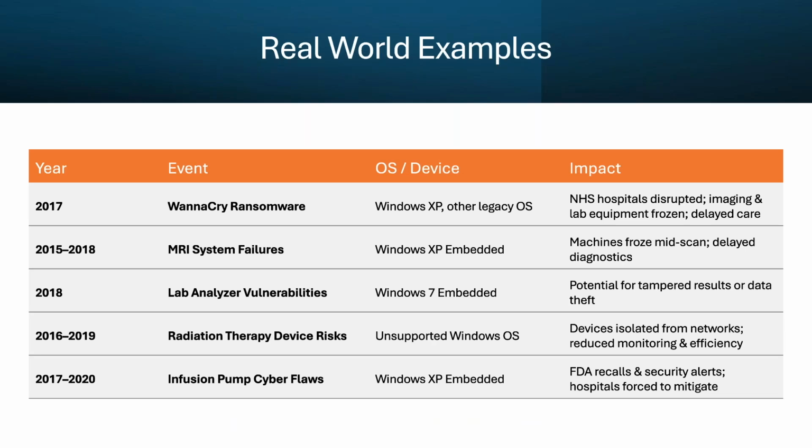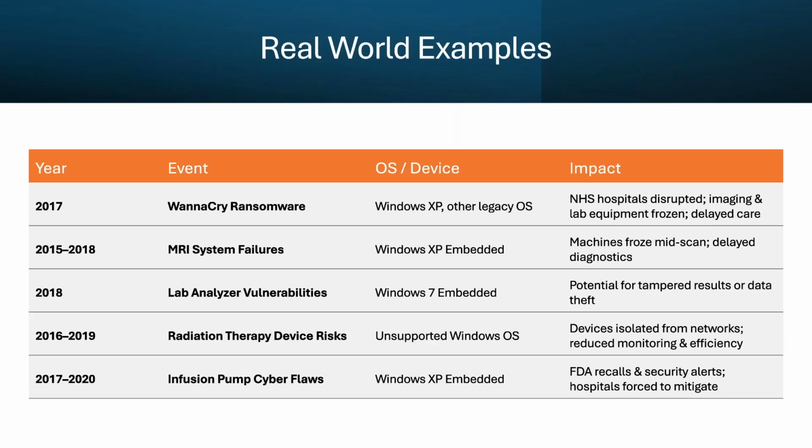Radiation therapy device risks between 2016 and 2019. Exploits could allow attackers to modify treatment parameters, and network protections were insufficient. These devices were often isolated from networks entirely as a mitigation strategy, but this reduced monitoring capabilities and operational efficiency.